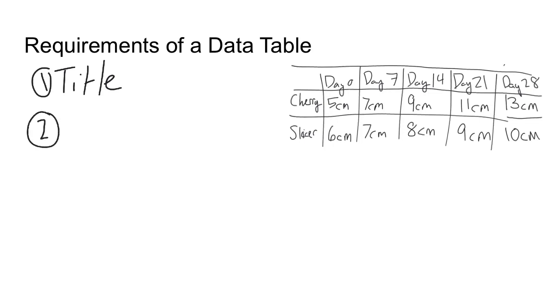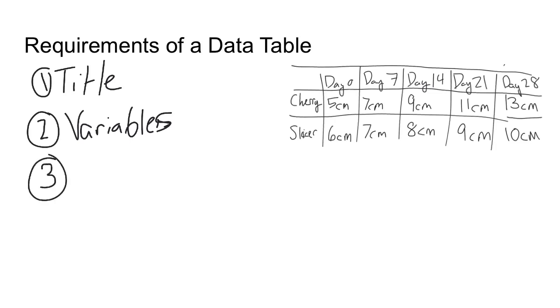The second requirement that we should have in a data table is talking about the variables. And when I say variables, I'm talking about what data is being collected. What are we measuring for? In John's case, he was measuring for the height of both of these plants. And he was changing the time, and that's what was going by. And so we should be talking about both the height and the time. Another variable that we had in here was whether it was a cherry tomato or a slicer tomato, and that's something that he was changing. But all those variables should be talked about in the data table.